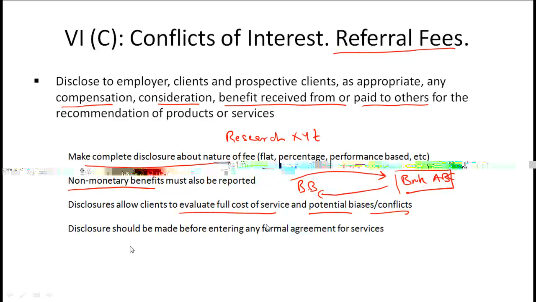And finally, any disclosures that you make should be made before entering any formal agreement for services. And that basically concludes standard 6, which had 3 substandards A, B and C. And as always, you must go to the curriculum and carefully go over all the examples in order to fully understand how to apply these standards.